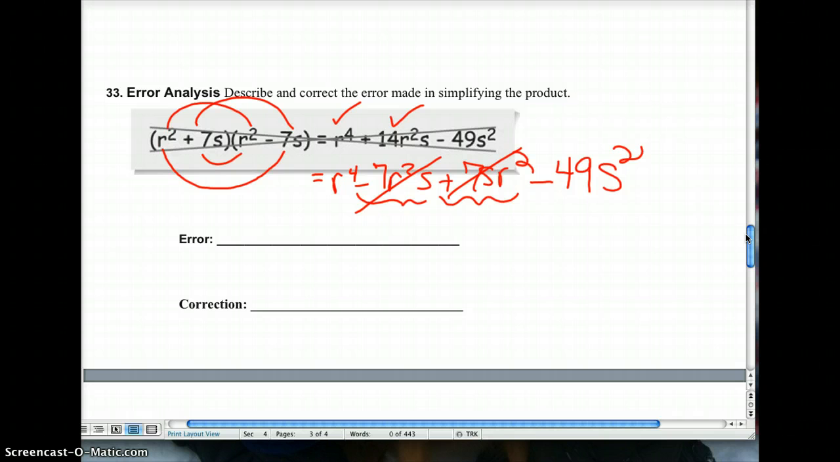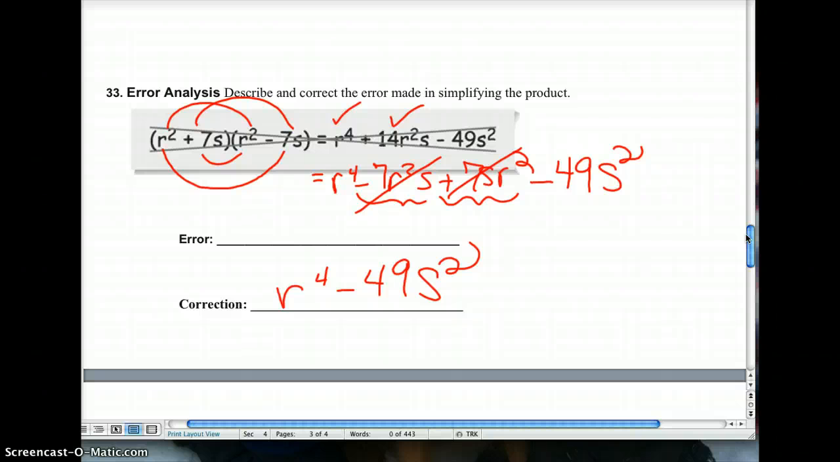So the thing that was incorrect is that middle term. Some of you wrote that O and I should have canceled, or some of you said there shouldn't be a 14 R squared S in the middle. All of that is good, and the correct answer should have been R to the 4th minus 49 S squared. So that's the end of the corrections.